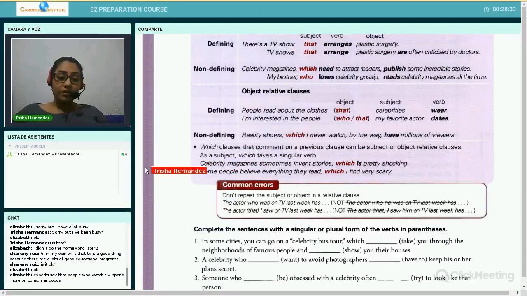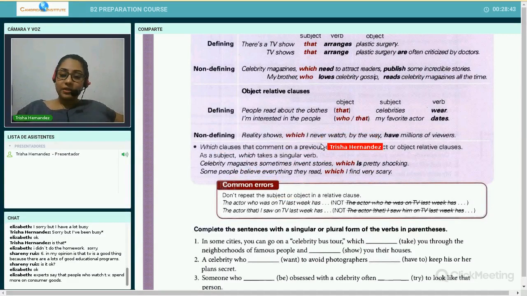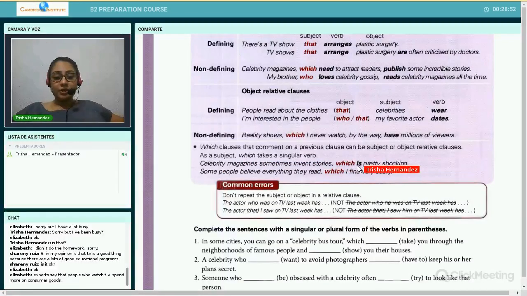Now, it says which clauses that comment on previous clauses can be subject or object. Relative clauses as a subject take a singular verb. This one: celebrity magazines sometimes invent stories, which is pretty shocking, you see. Some people believe everything they read, which I find very scary. That is singular.